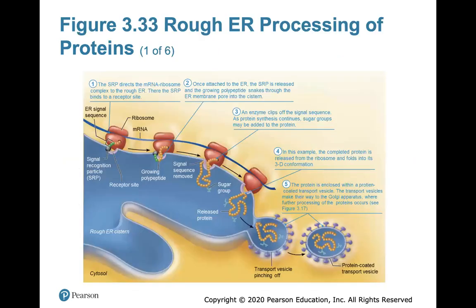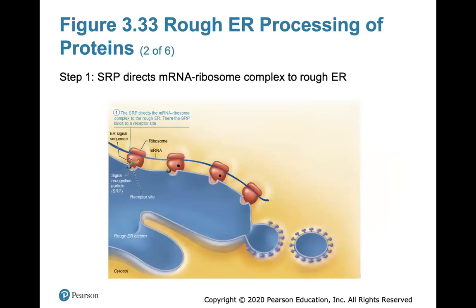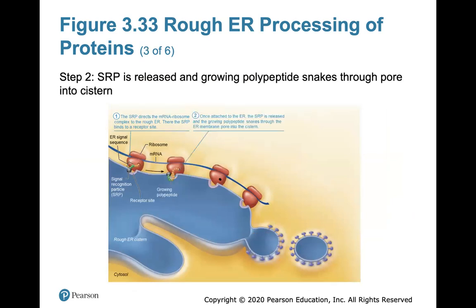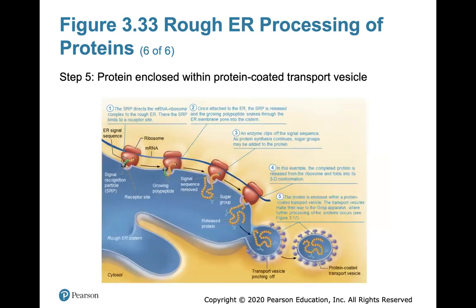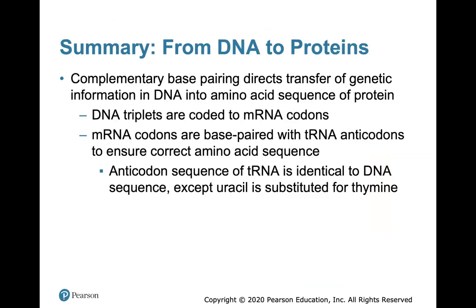All right. Here's the rough ER processing. So what this just talks about is the rough endoplasmic reticulum will go on and process those proteins a little bit more and then send them off in vesicles to where these proteins need to go, whether that's inside the cell or outside the cell. You don't need to know all the details about rough endoplasmic reticulum processing of proteins. I don't think I asked you any questions about that.